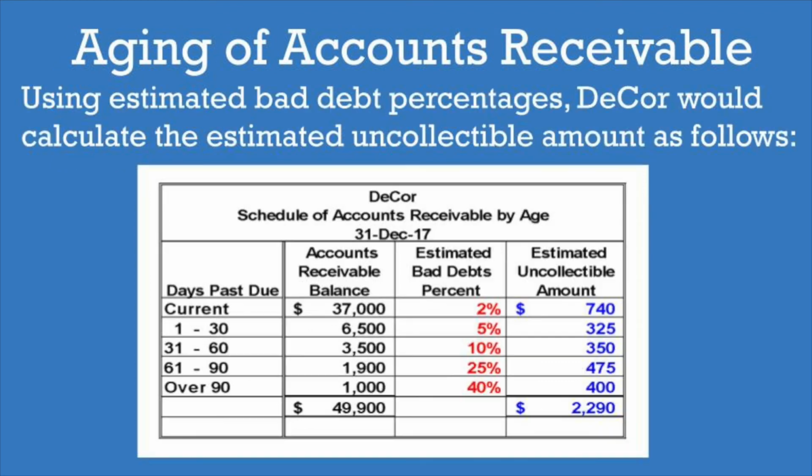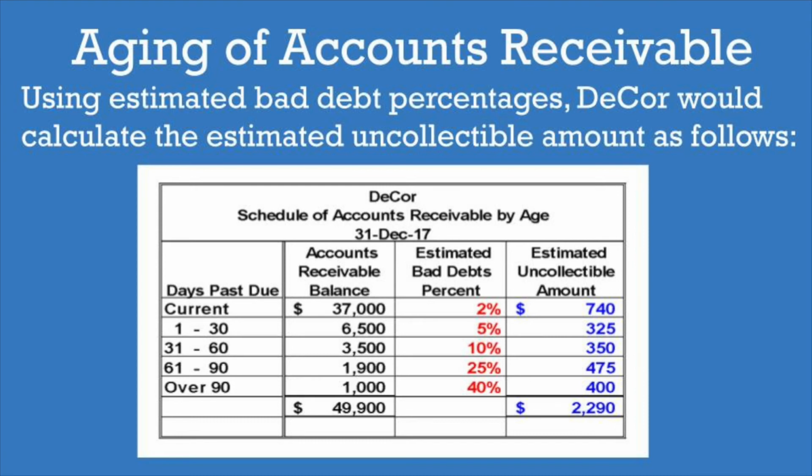So here we just have some estimates of bad debt. And again, this information comes from experience or other companies or industry standards. So current debt, 2% of it is estimated not to be collectible. 1 to 30 days, 5% is estimated not to be collectible. 31 to 60 days, 10% of it is estimated not to be collectible. 25% will not be collectible if it's 61 to 90 days. And over 90 days, we estimate that 40% of it will not be collected.